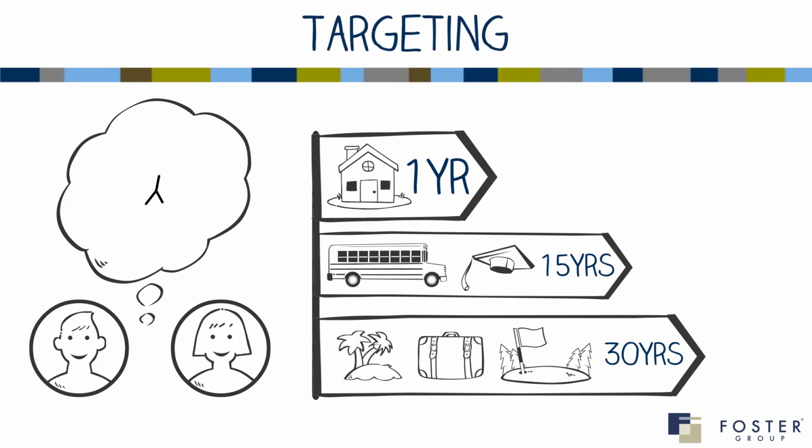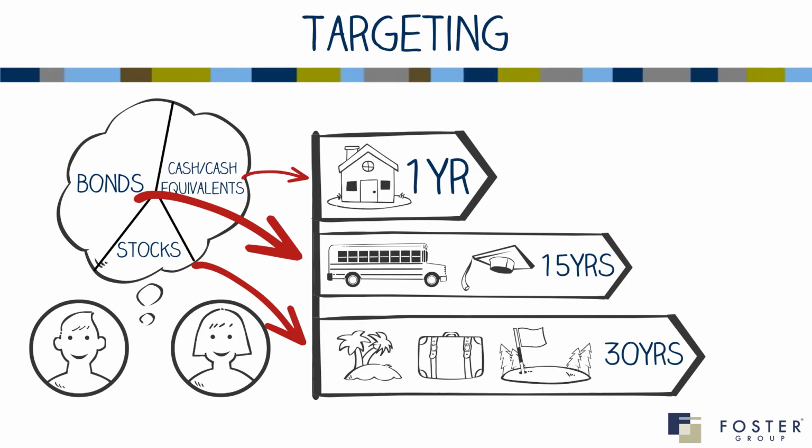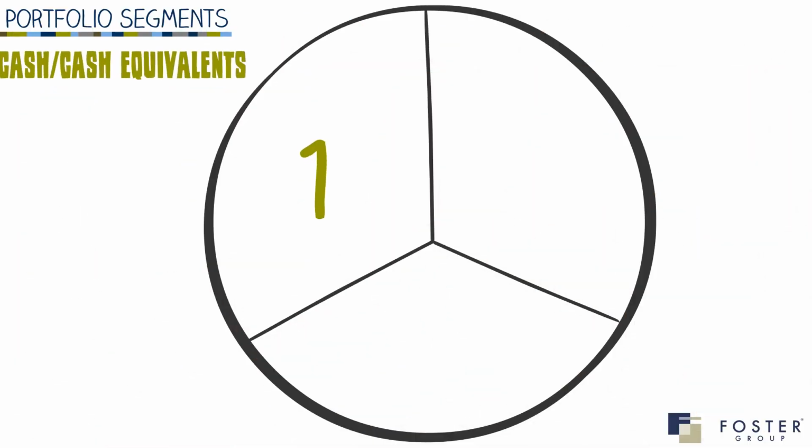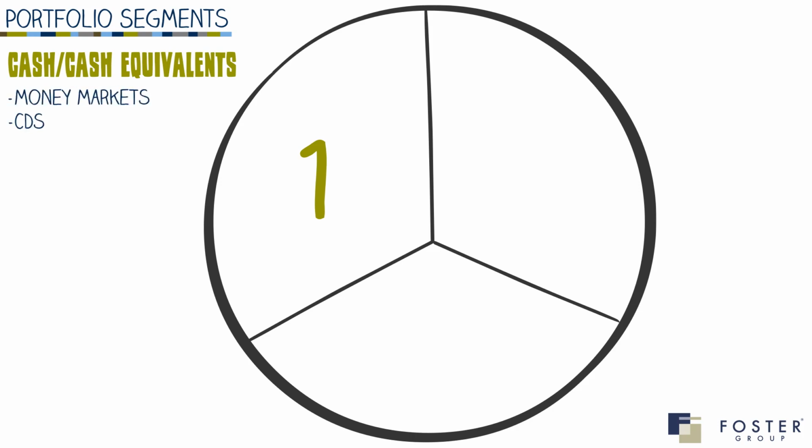Targeting can be effectively done by allocating dollars to asset classes that have risk and return expectations matched to the goals. An investor might think of their portfolio in three segments. One segment consists of cash and equivalents, including money markets and CDs.